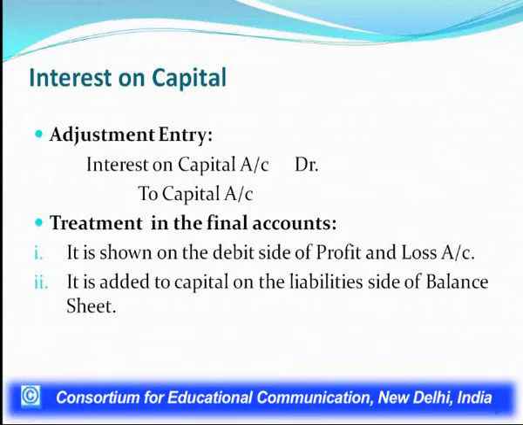So if interest is to be provided on capital, it is a loss to the firm, and being a loss it is to be debited. So the entry will be interest on capital account debit to capital account. How will it be shown in the final accounts? As it is a loss to the firm, it will be shown on the debit side of the profit and loss account, and it is a gain to the owner, so it will be added to the capital on the liability side of the balance sheet.